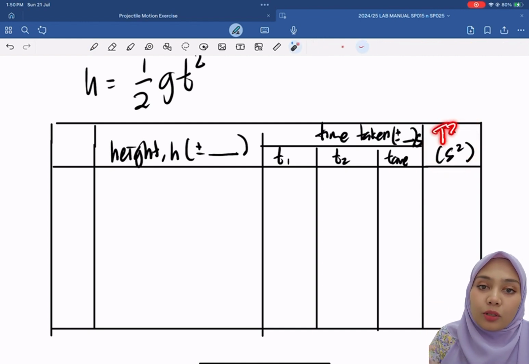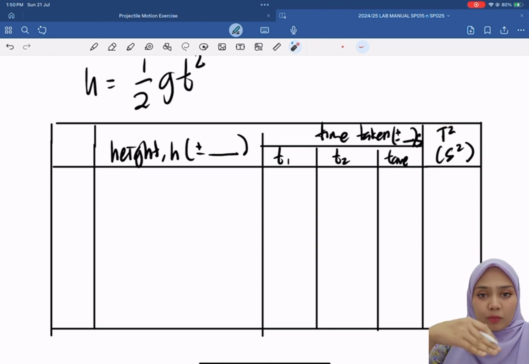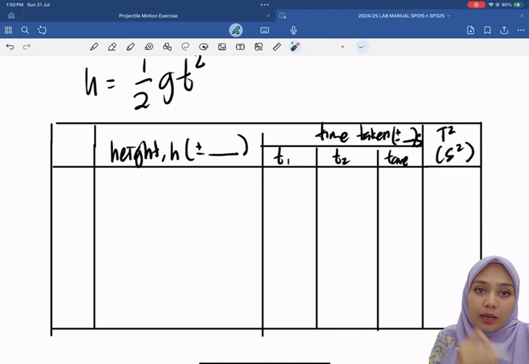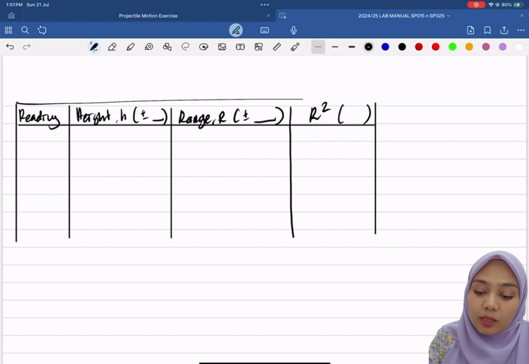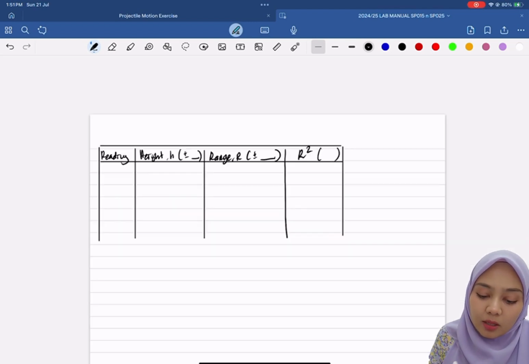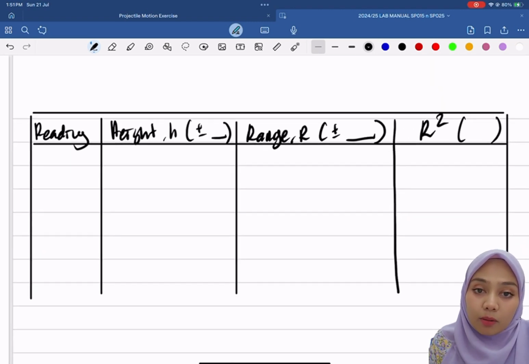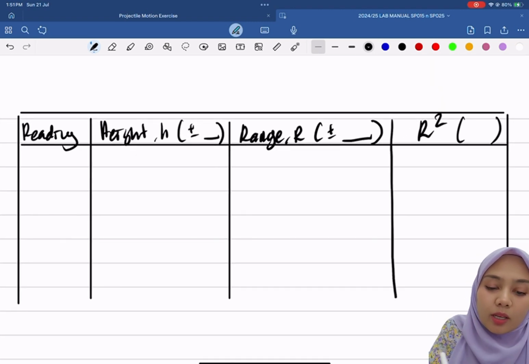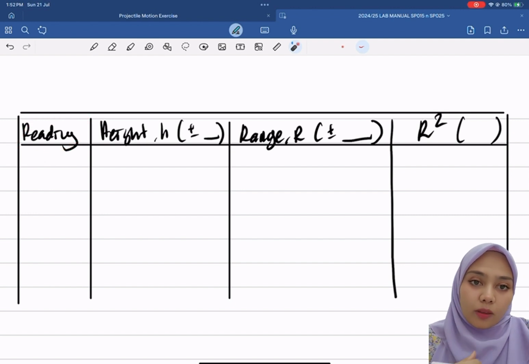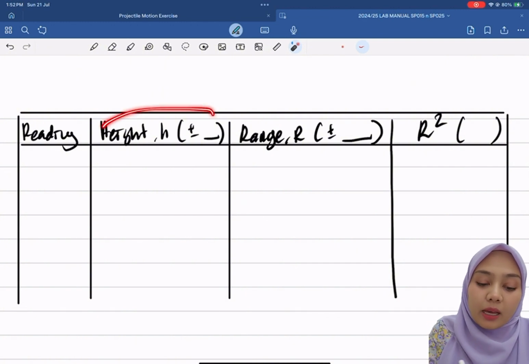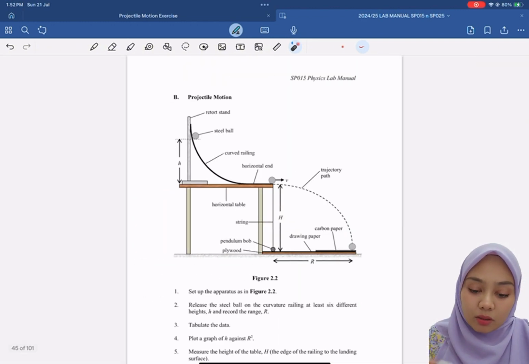This one is for your t squared, because you want to plot the height versus t squared. So this is for the free fall. For the projectile motion, you are going to record the height and then the range. So your table should be like this. You have to have readings, so look at the procedure for whether it says you have to do 6 or more, and then the height. This is the small h.